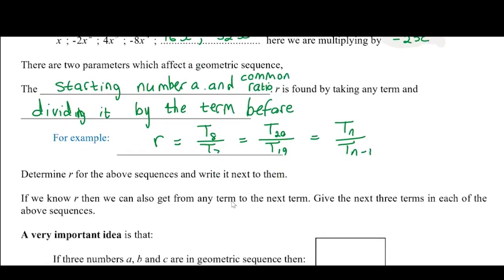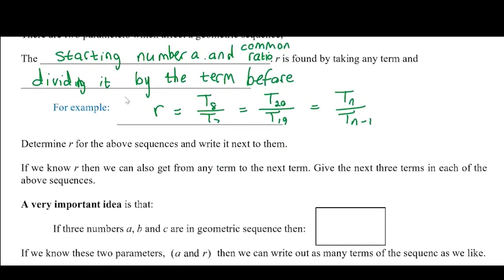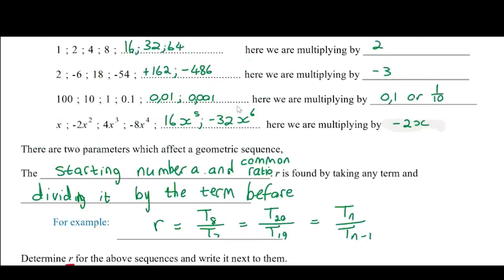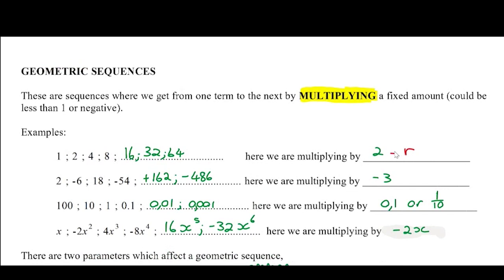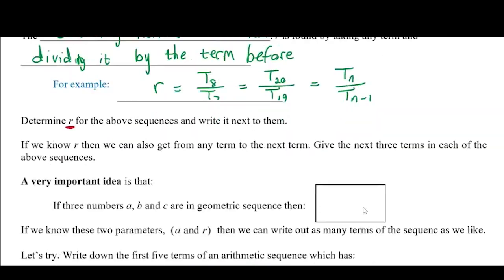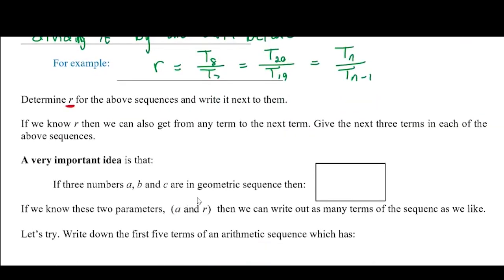So for now, we're going to go back to those four sequences, and we're just going to establish that, in fact, R is what we were multiplying by in each case. In this one, R is 2, here R is -3, here R is a 10th, or 0,1, and here R is -2x. A really, really important idea is that if three numbers A, B, and C are in geometric sequence, then the second one divided by the first one will be exactly the same as the third one divided by the second one. In other words, B over A will be the same as C over B. We've put that in the box because it's a really, really important idea.